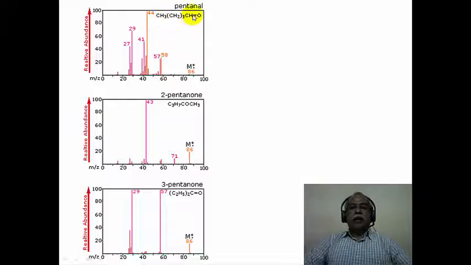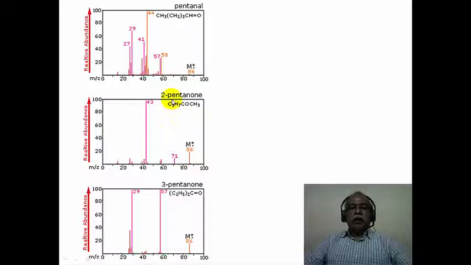This is valeraldehyde. We have seen the spectrum already. Gamma hydrogen as well as delta hydrogen can be lost in this particular case, resulting in the formation of a propane unit corresponding to a 44 mass unit in this spectrum. And the loss of ethyl group and the loss of the propyl group and so on essentially gives the fragments which are at 29 and so on.